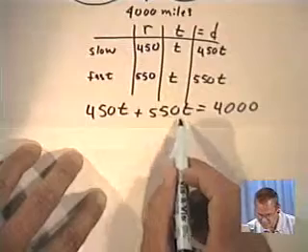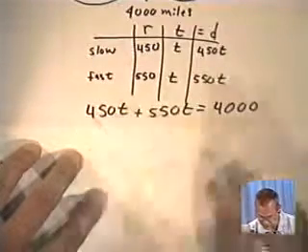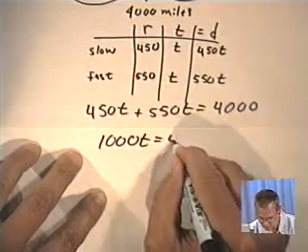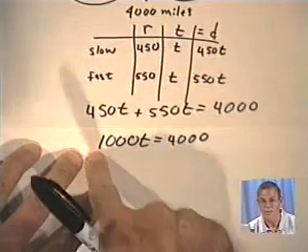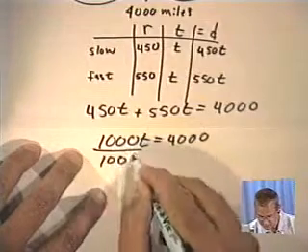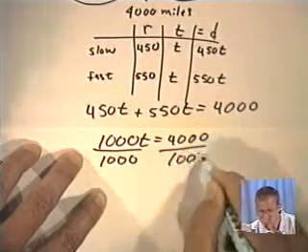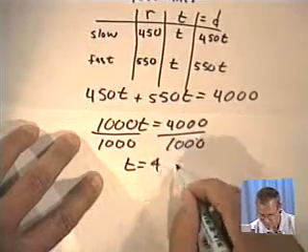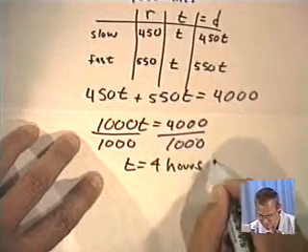450t and 550t, well, those are like terms, so I can add those together. 1,000t equals 4,000. Divide both sides by 1,000. So t is equal to 4 hours.